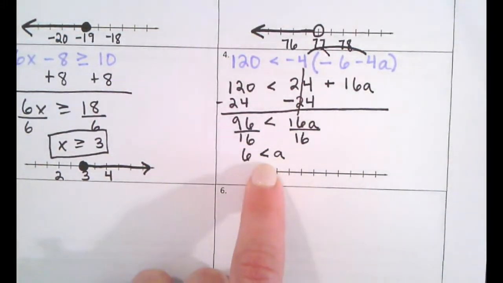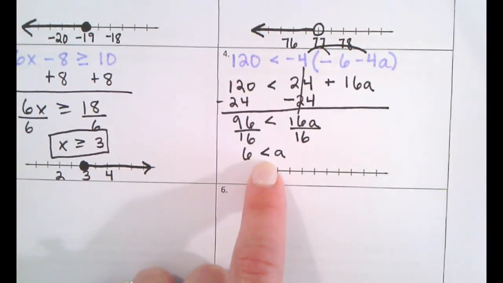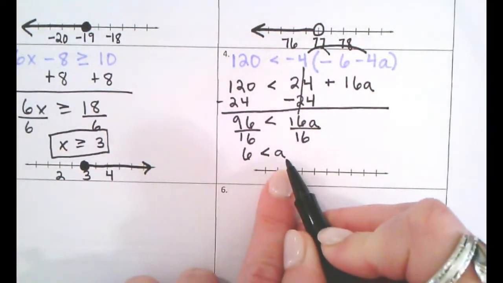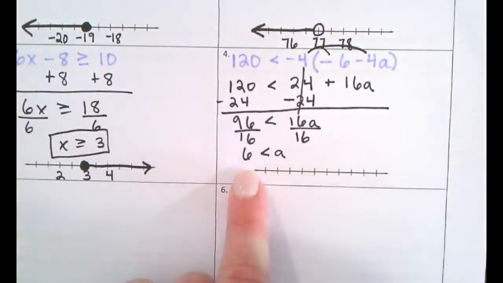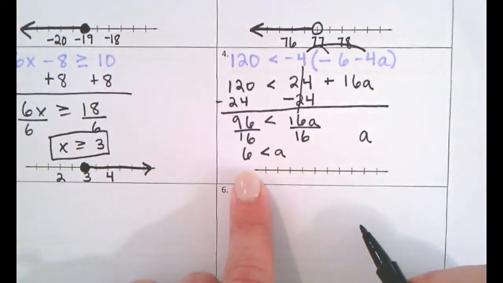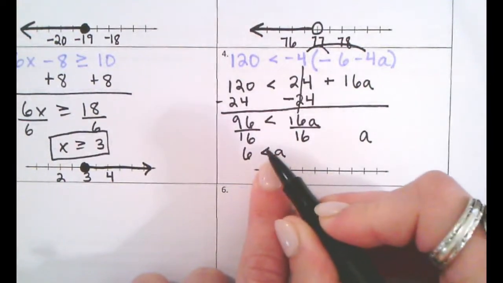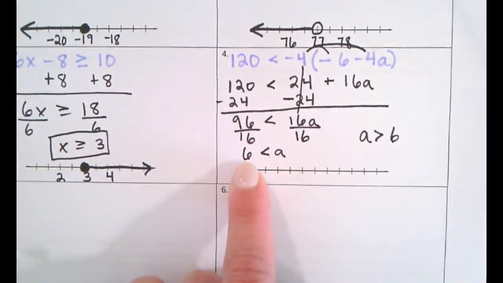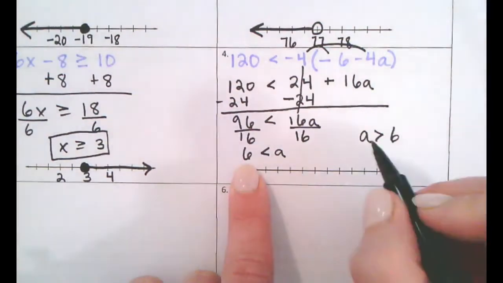Now before we graph this and before I box this in, we need to put this in the standard form. I need to put the variable first, just like we would write the variable first if this was an equation. The only difference is if I read this backwards, 6 is less than a, but a is greater than 6. So if I'm going to rearrange this, writing a first, I'm going to flip that sign to greater than 6. So now I still have the same exact value and I've not changed the problem.